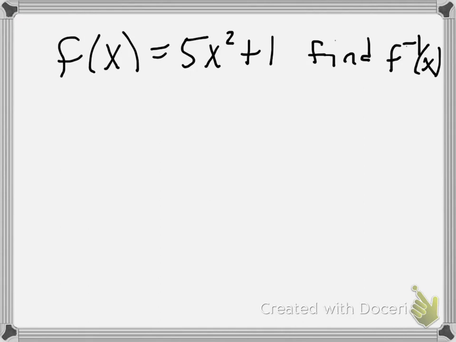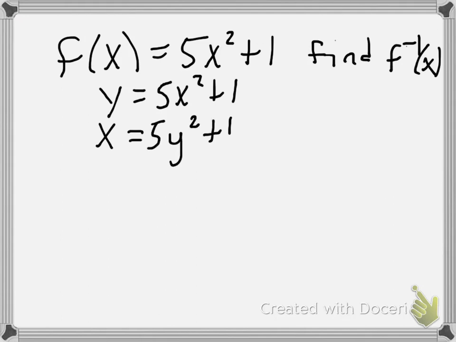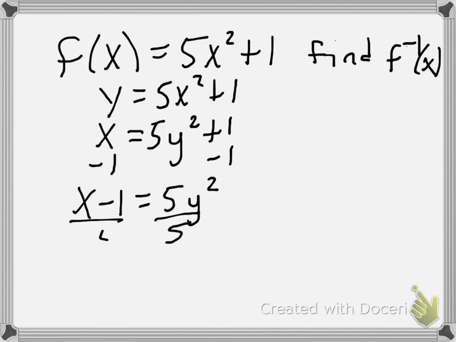Alright, so let's say I'm given this function and I want to find my inverse. Again, your step to find your inverse is to switch your x and your y. So this function is y equals 5x squared plus 1. But I want to switch my x and my y, so it's going to become x equals 5y squared plus 1. Well, I want to solve for y, so I'm going to subtract 1 from both sides. So I get x minus 1 equals 5y squared. Then I have to divide both sides by 5. So I get y squared is equal to x minus 1 over 5.